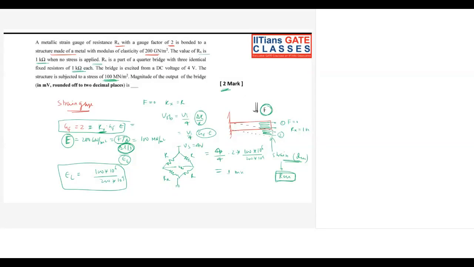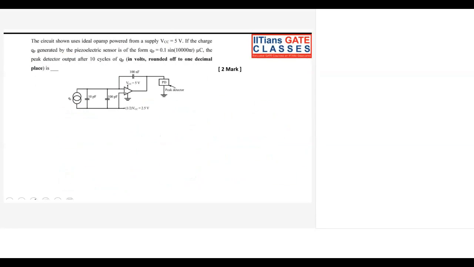Okay. So next we have a question. This question is from the piezoelectric sensor. This piezoelectric sensor is basically used for the measurement of force, displacement, and like that. So let me briefly introduce the piezoelectric sensor. It is made up of a piezoelectric crystal, and it works on the principle of the piezoelectric effect. So what is the piezoelectric effect?